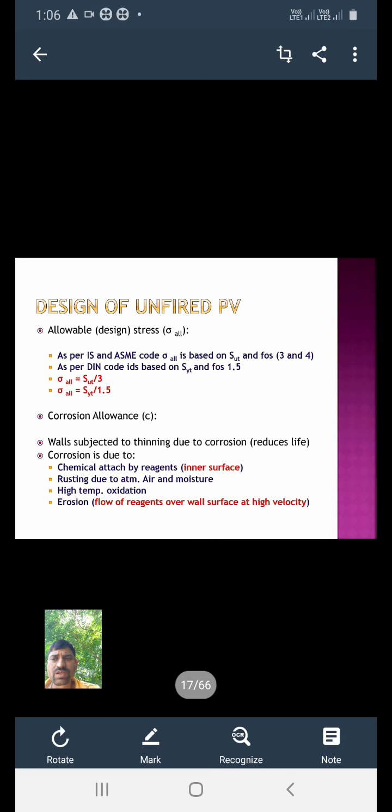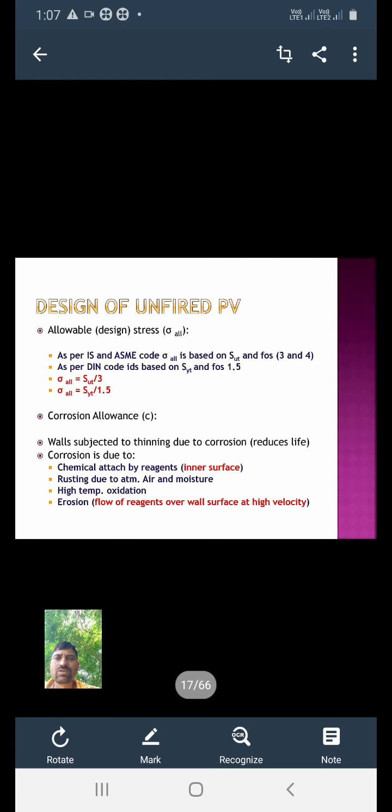And second, as per the ASME code, again you will get SUT divided by NF. Again we consider the ultimate tensile strength divided by 4. If you are given the ASME code, use that. And if you are using the DIN code, then you should choose SYT divided by NF, where NF is 1.5.